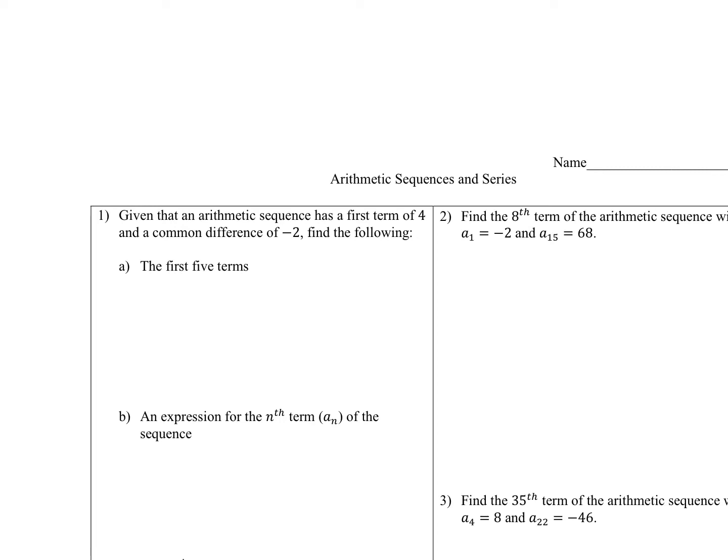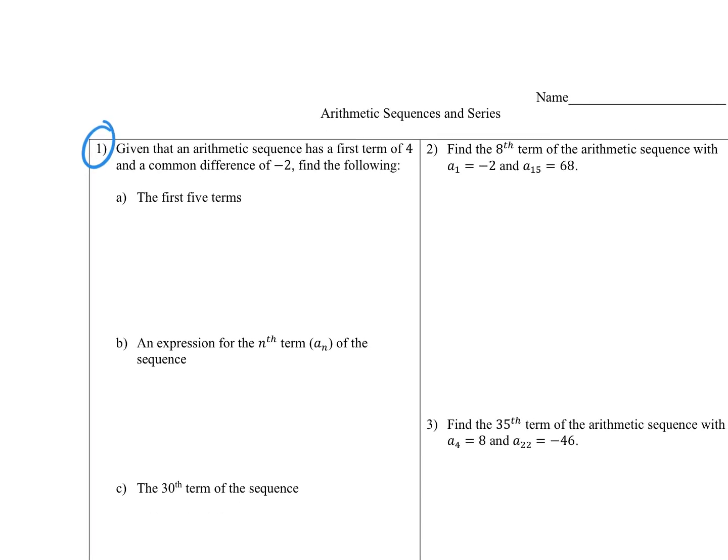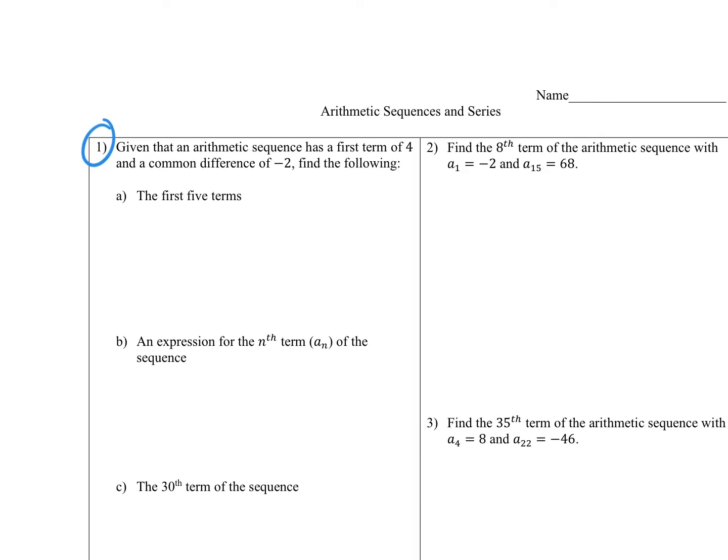All right, for this homework, we're going to look at arithmetic sequences and series. So starting with number 1, it says that we're given that an arithmetic sequence has a first term of 4. So that means we know that A1 is equal to 4, and it has the common difference of -2.